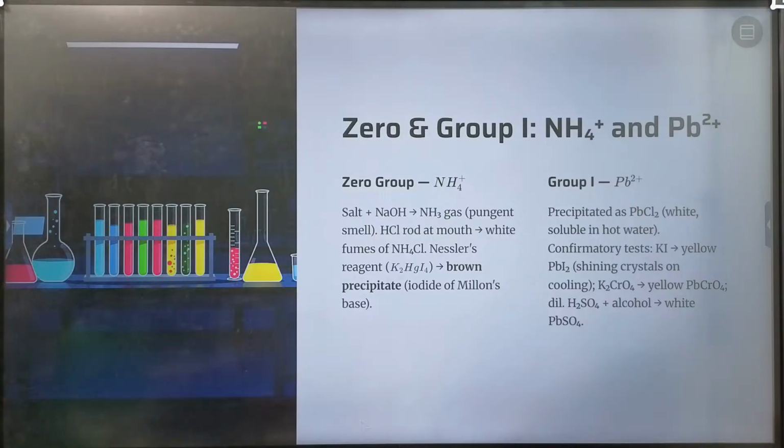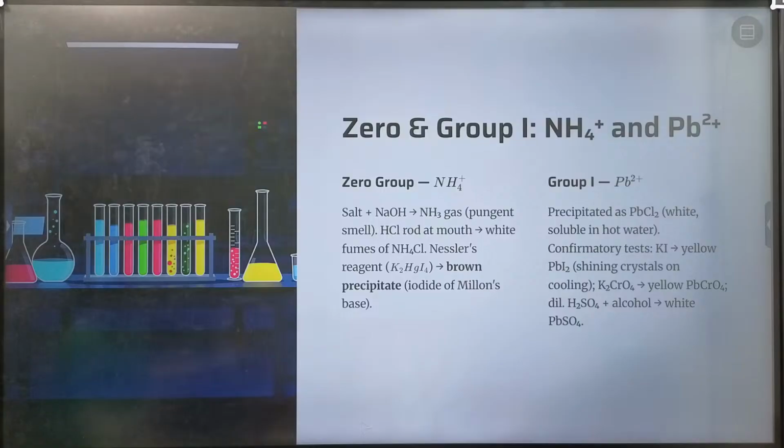The confirmatory test is, you take the salt solution and you add potassium iodide. So what happens? You will get lead iodide, and that lead iodide is actually a yellow precipitate. That shines like a crystal. We usually call that test the golden yellow spangles test. In Tamil we used to say it differently, right? Where you get golden yellow spangles. So that precipitate is actually a shining yellow crystal. So that is a confirmatory test for lead.